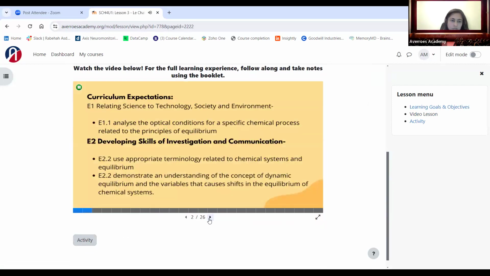So our curriculum expectations are posted here: to analyze the optimal conditions for a specific chemical process related to the principles of equilibrium, use appropriate terminology related to chemical systems and equilibrium, and show your understanding of dynamic equilibrium and the variables that cause shifts in equilibrium of chemical systems.